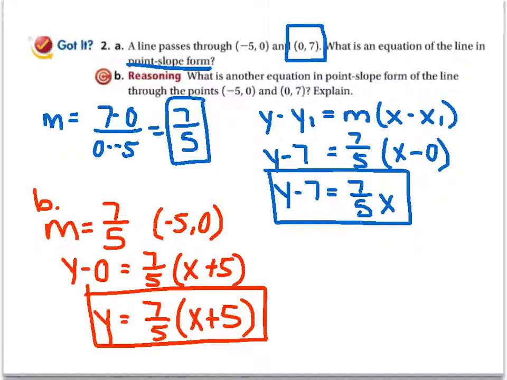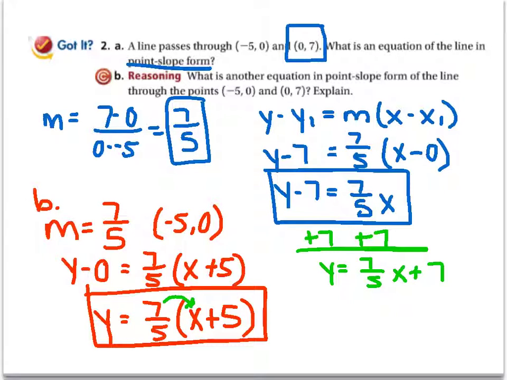Look, if we took the blue equation and added 7 to both sides, I would end up with y equals 7/5x plus 7. That's in slope-intercept form. If I wanted to put my red equation in slope-intercept form, I would distribute the slope, and I would have y equals 7/5x. 7/5 times 5 is 7. Voila. They're the exact same. They just weren't solved for the same variable. They both weren't solved for y, so they looked different. In point-slope form, they look different, but they are the same line, so ultimately they're going to have the same equation in slope-intercept form.